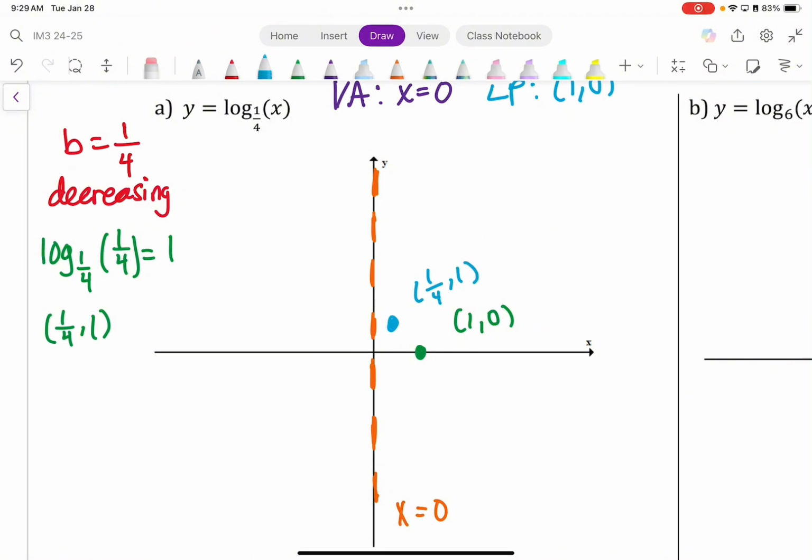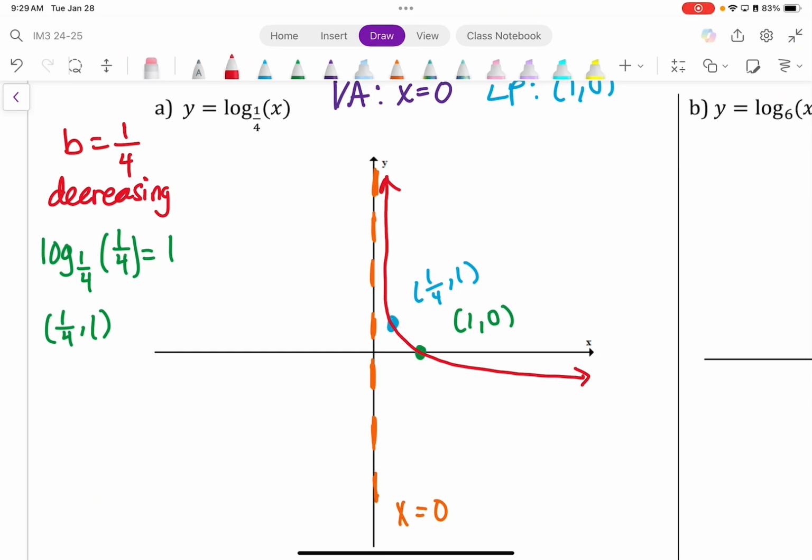Connect your points. You cannot go to the left of the asymptote. Okay? So this is the shape that we get: not straight lines, not curves that go down and then up and then the squigglies. No, it's just a curve, like an L almost. Okay?